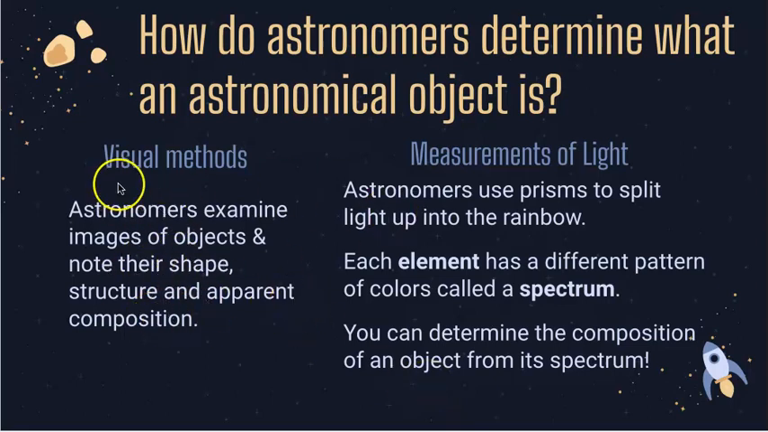So we know that astronomers use visual methods. They examine the pictures of objects and look at their shape and structure and what they might be made of. So that's apparent composition. That's one way that astronomers determine what an astronomical object might be. And the other way that they do this is that they take measurements of light.